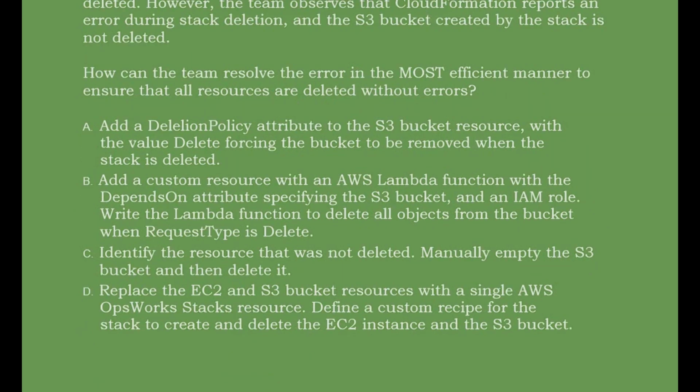Option A. Add a deletion policy attribute to the S3 bucket resource, with the value delete, forcing the bucket to be removed when the stack is deleted. Option B. Add a custom resource with an AWS Lambda function with the DependsOn attribute specifying the S3 bucket and an IAM role. Write the Lambda function to delete all objects from the bucket when request type is delete. Option C. Identify the resource that was not deleted. Manually empty the S3 bucket and then delete it.